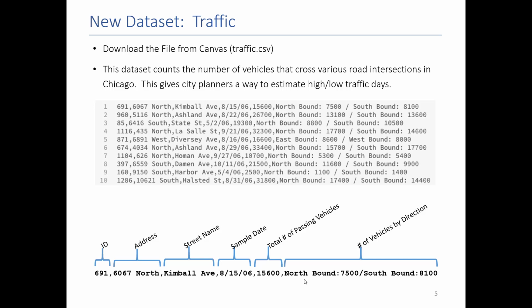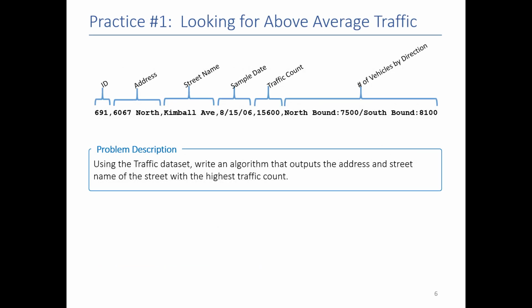So let's get started. We're going to look at three different problems. All right, let's go. First problem, we're going to write an algorithm that outputs the address and street name of the street with the highest traffic count. So highest traffic count means the biggest value.